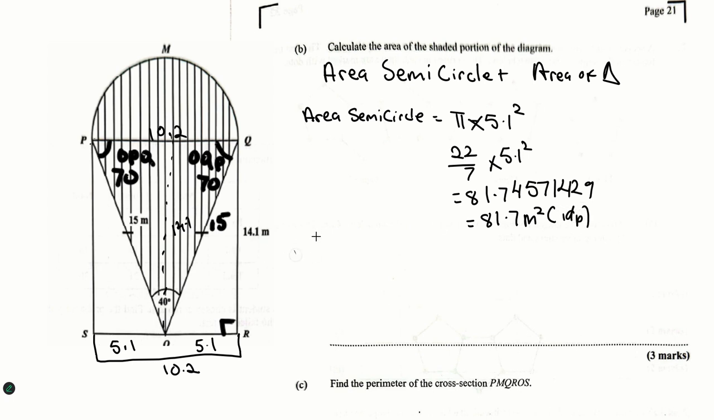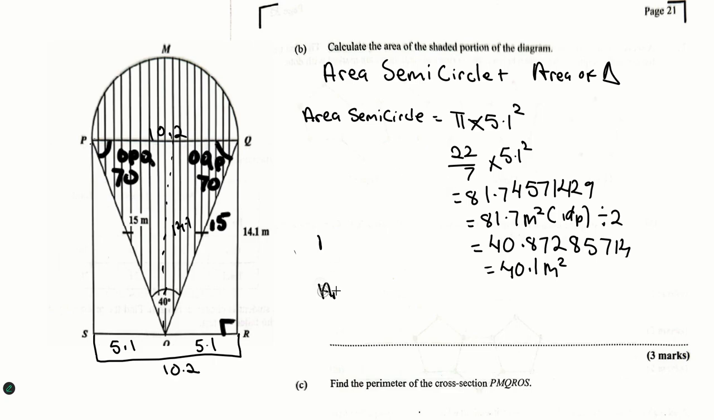Okay, and then, hold on, that would be the area of your circle, and then you divide this by 2. You will get 40.8. I divided this by 2, by the way, and not this: 81.745711429 divided by 2, so I will get 40.87285714, which is 40.1 meters squared, the area of your semicircle.